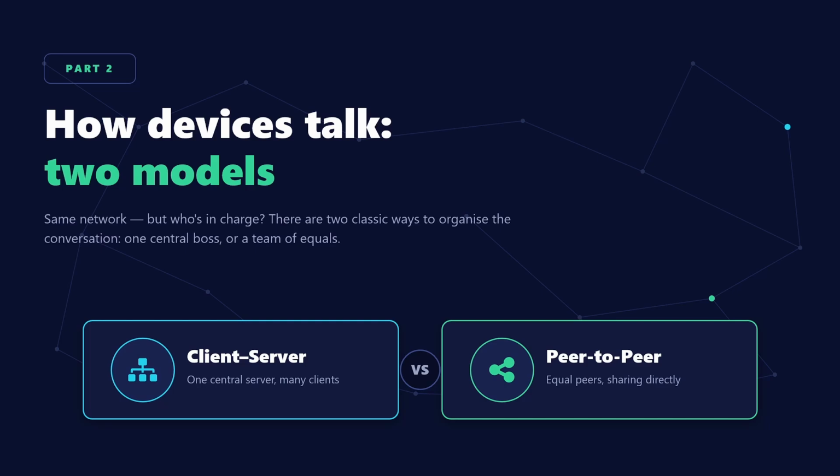But there's a second way of thinking about them, and it's just as important. Forget about how big the network is for a second and ask a different question: who's actually in charge? Inside any network, there are two classic ways to organize the conversation. One is a central boss, the other is a team of equals. Let's look at both of them.